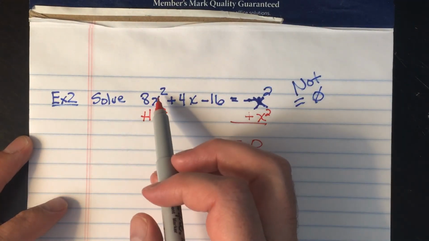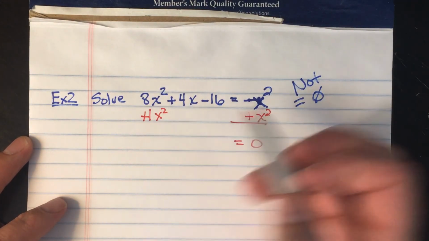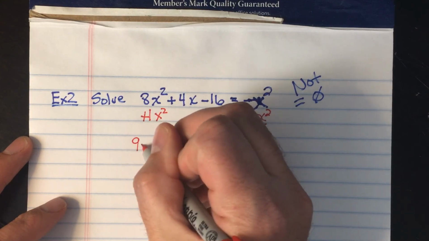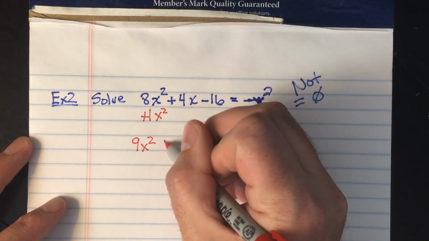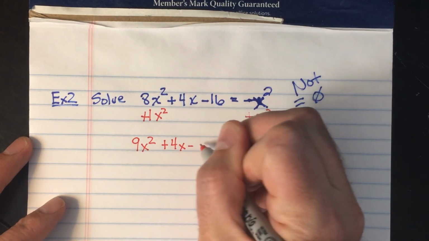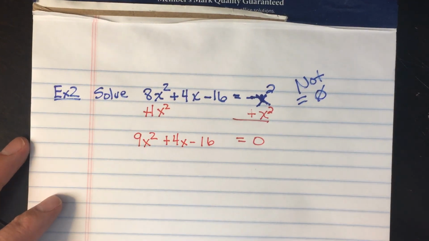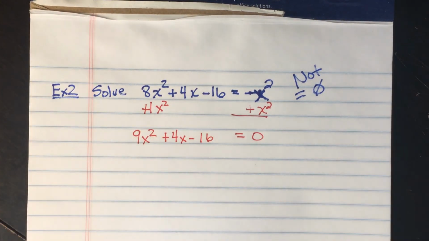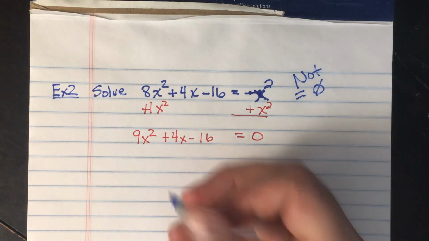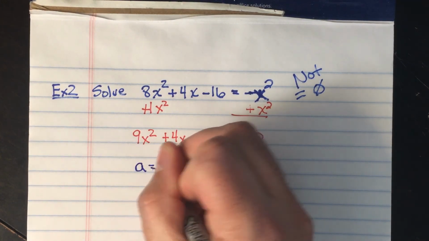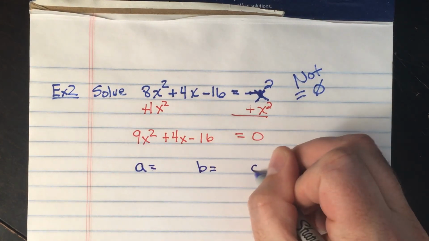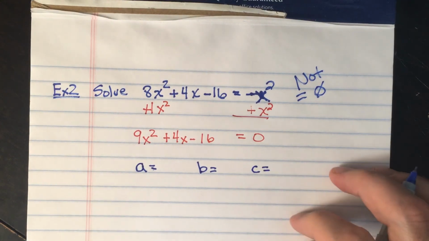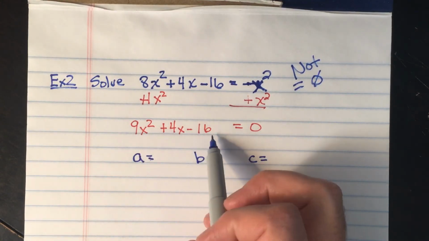So now I have on this side 8x squared plus 1x squared, which gives me 9x squared. I still have the 4x, and I still have the -16. That equals 0. Now I can identify my a's, b's, and c's. So my a value, my b value, and my c value that I'm going to type into my online calculator, I can grab right from the equation.